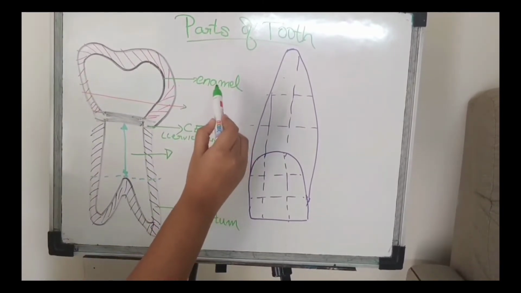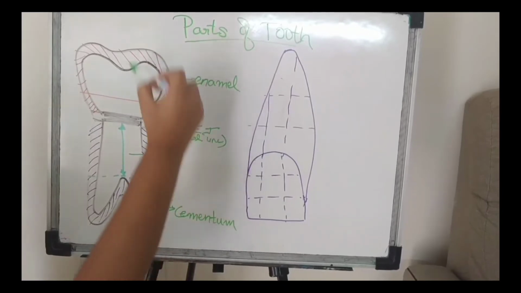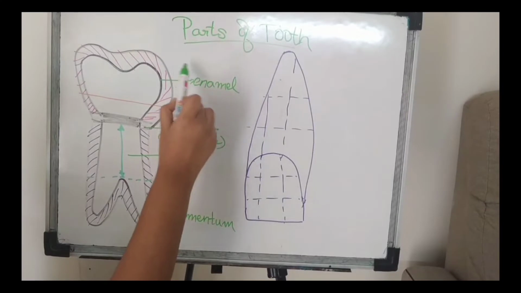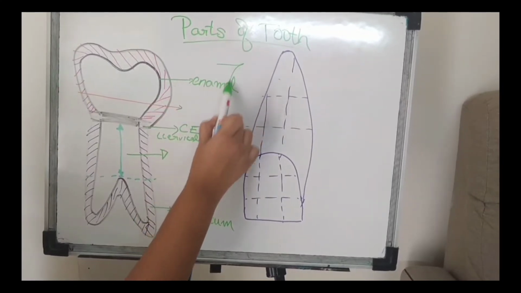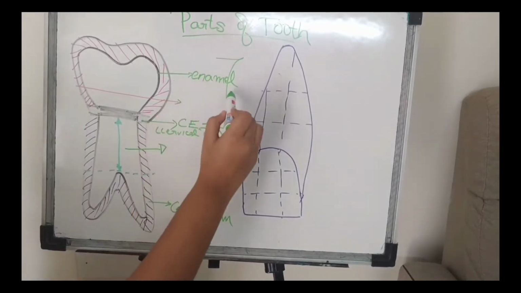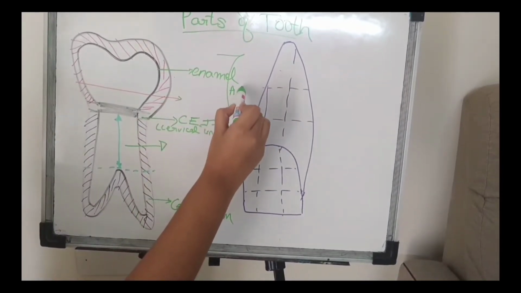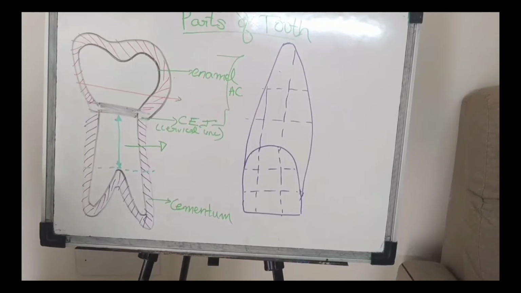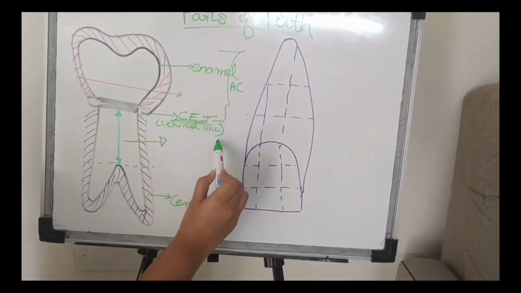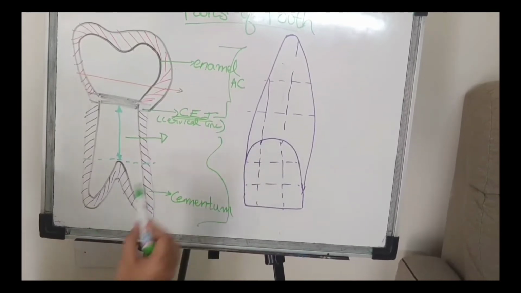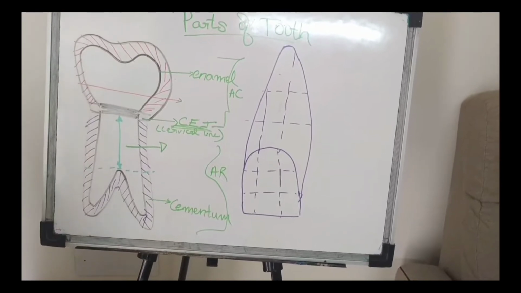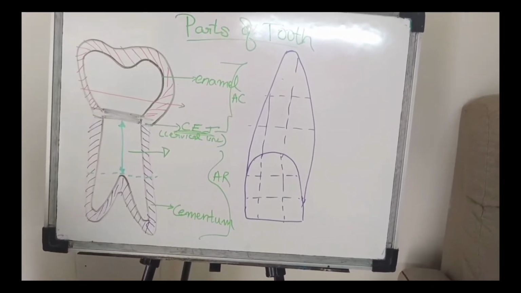So this concept is very important, as the clinical crown and clinical root are different. It is not that whatever you see is the anatomical crown. Anatomical crown is divided by the CEJ, the cervical line. So anything above it is called the anatomical crown. I've written AC there, and below it is called anatomical root. I'm writing AR over here.